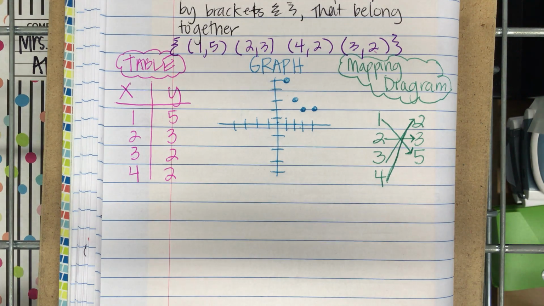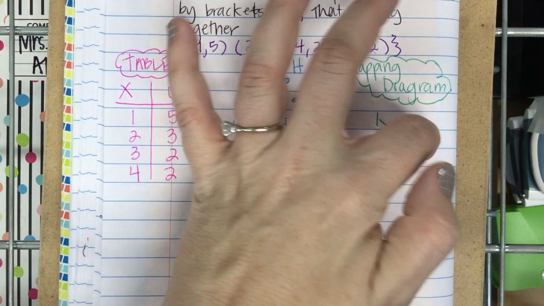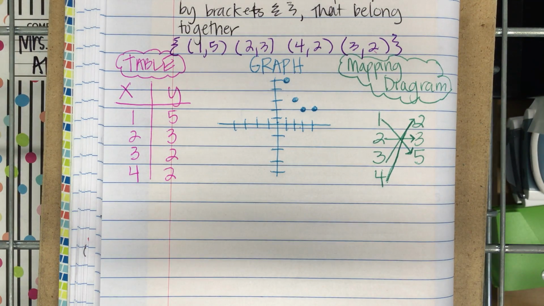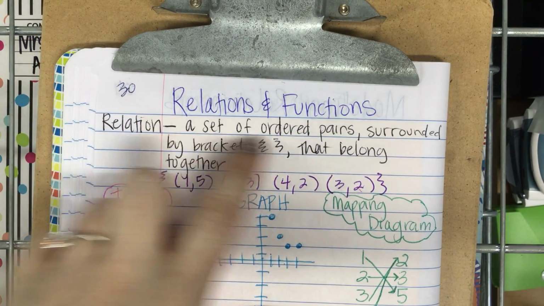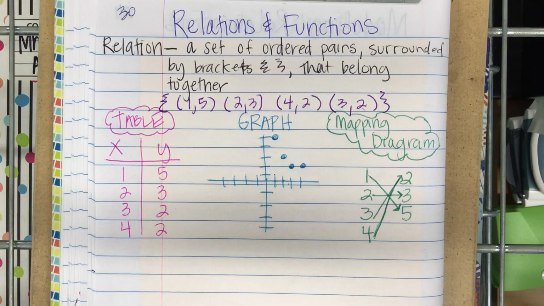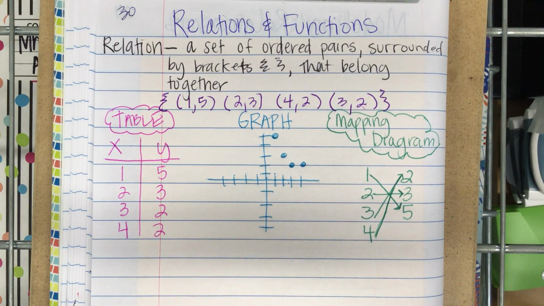These are the 4 ways of showing a relation. A relation just is a set of ordered pairs that belong together. They describe a grouping of data. A relation is a set of ordered pairs that belong together. Then, with that relation, we can identify some stuff. Here's a new vocabulary term.